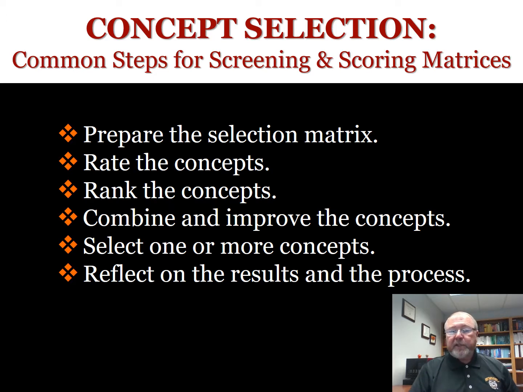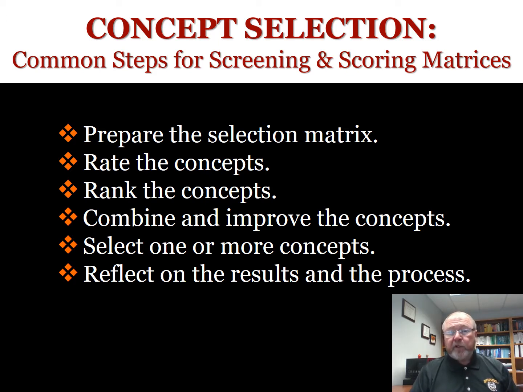So in terms of steps, these would be the normal things you would have to do. You prepare the selection matrix, which ordinarily involves identifying what those concepts are that you want to screen and the criteria by which you will screen them. The criteria need to be ones that apply to each of the concepts that are going to be screened. Each of the criteria must apply to each of the concepts. So that's a very important part.